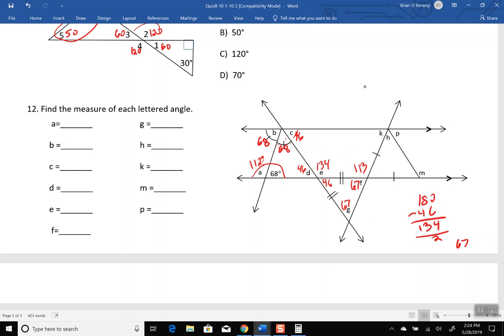So let's see, 46 and 134, that's 180, plus 113, that's going to be 293, so 360 minus 293 would end up being 67 degrees, I believe. And then let's see, 67 degrees. What else can we do? This is 113. If this is 113, this has to be 67. Vertical will make it to 180.